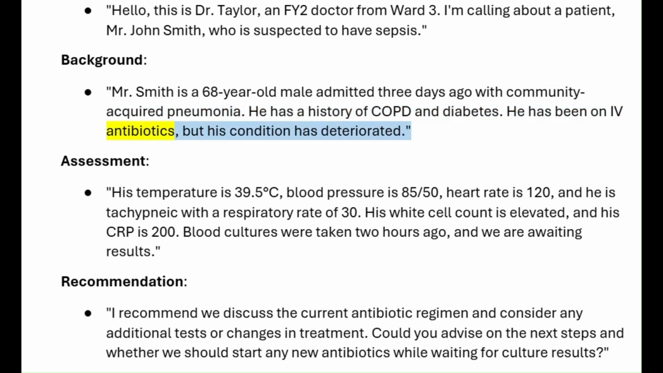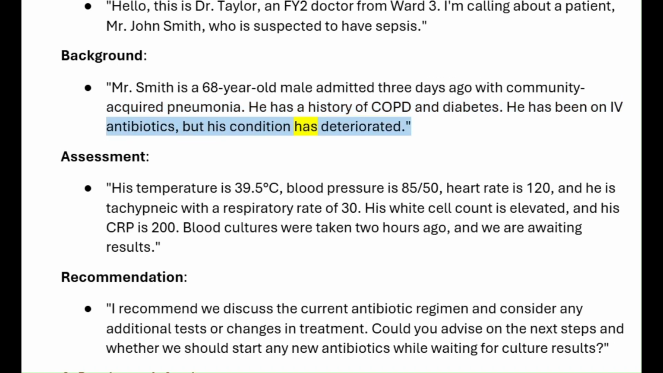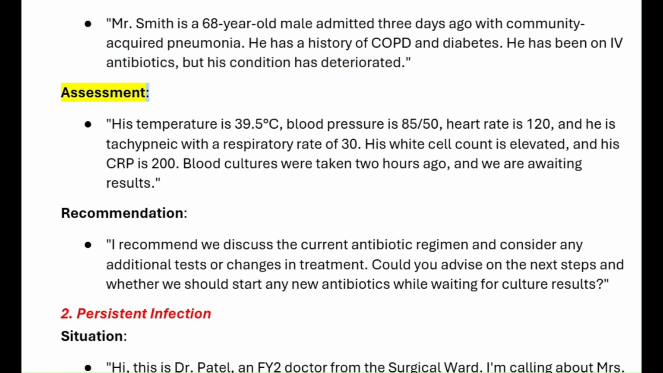He has been on 4 antibiotics, but his condition has deteriorated. Assessment. His temperature is 39.5 degrees Celsius. Blood pressure is 85/50. Heart rate is 120, and he is tachypneic with a respiratory rate of 30. His white cell count is elevated, and his CRP is 200. Blood cultures were taken 2 hours ago, and we are awaiting results.